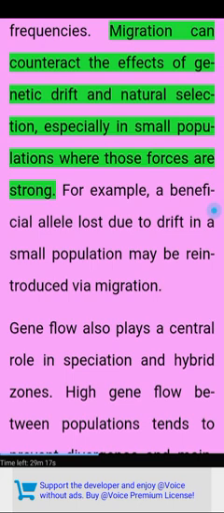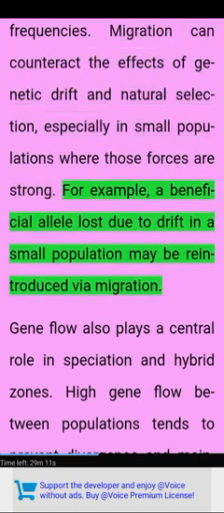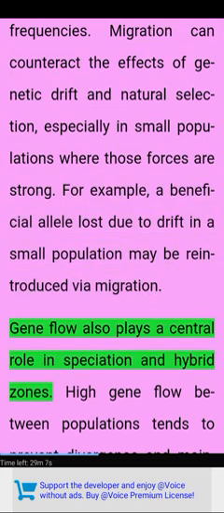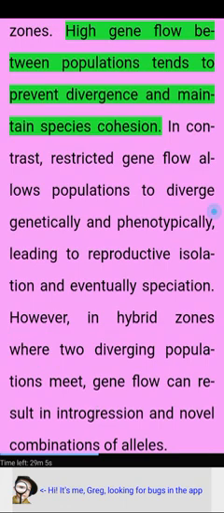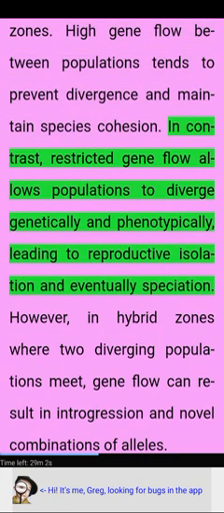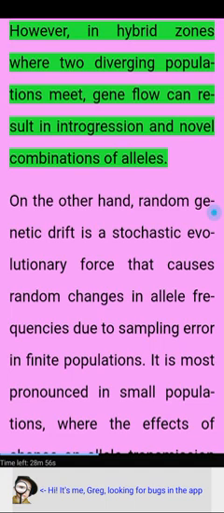Migration can counteract the effects of genetic drift and natural selection, especially in small populations where those forces are strong. For example, a beneficial allele lost due to drift in a small population may be reintroduced via migration. Gene flow also plays a central role in speciation and in hybrid zones. High gene flow between populations tends to prevent divergence and maintain species cohesion. In contrast, restricted gene flow allows populations to diverge genetically and phenotypically, leading to reproductive isolation and eventually speciation. However, in hybrid zones where two diverging populations meet, gene flow can result in introgression and novel combinations of alleles.